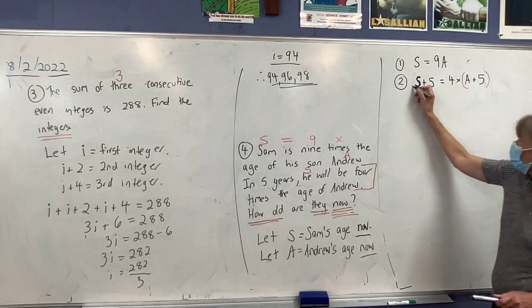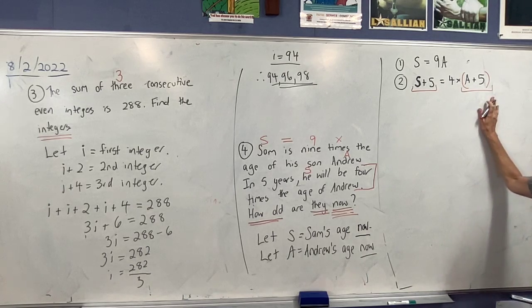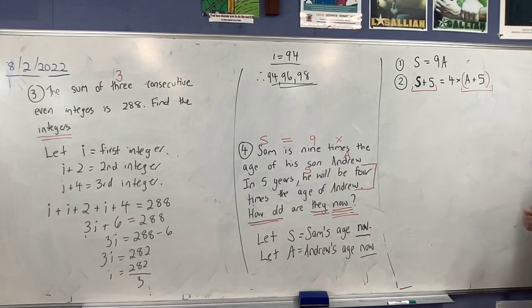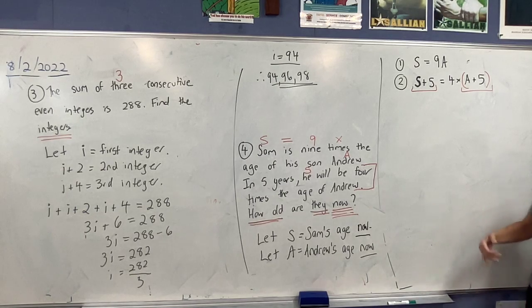Alright? So basically, here's Sam, here's Andrew. They're both aged 5 years, and we're going to do 4 times his age. That has to be in a bracket. Otherwise, you're just going to do 4 times A and add 5 to it, which makes no sense. So think about what it means. Alright, so you've got 2 little equations there now. We've got to find S and A at the end of this, because that's what we were finding, what they are now, which is S and A.